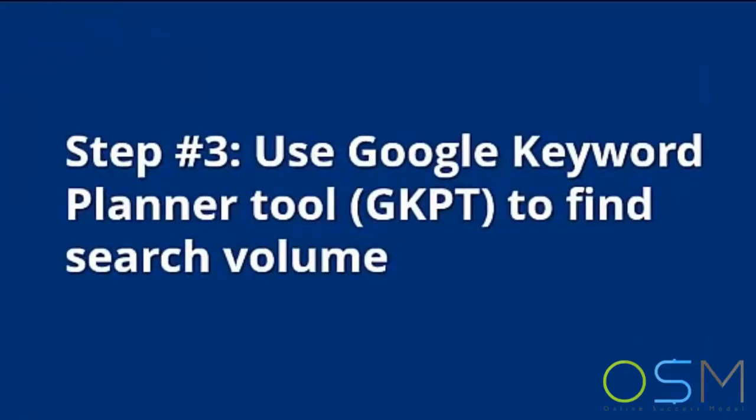Step number 3 is to find out the actual volume of those searches. Now, the same tool that we've just used to find out the commercial intent will also give us a rough monthly search volume. This will also give us keywords related to that niche so that you can see whether it's actually being searched for.